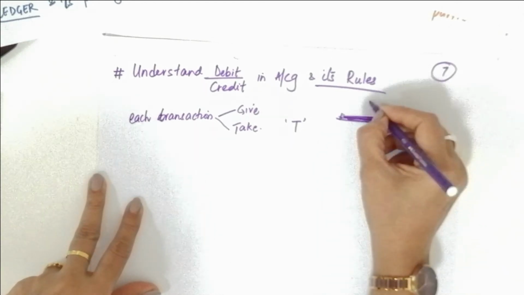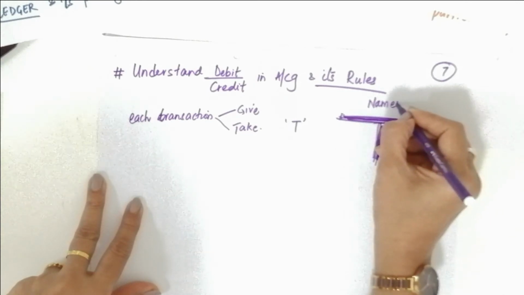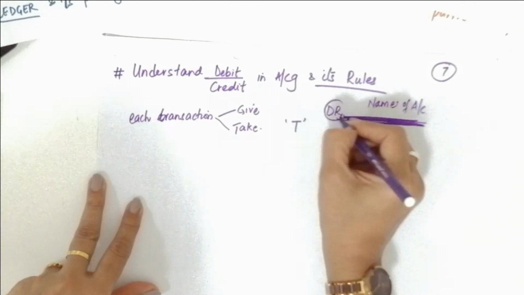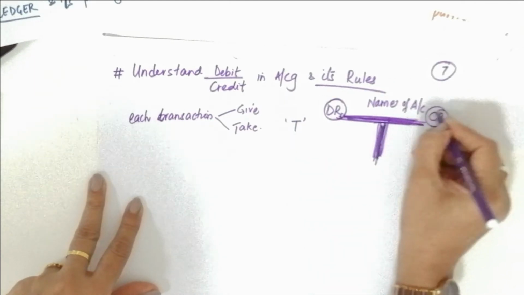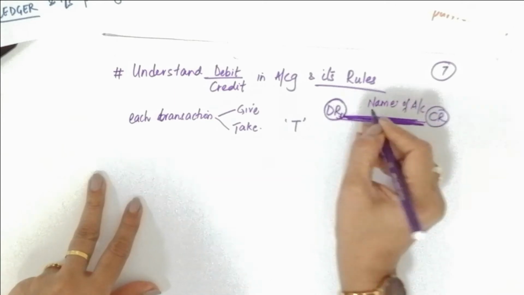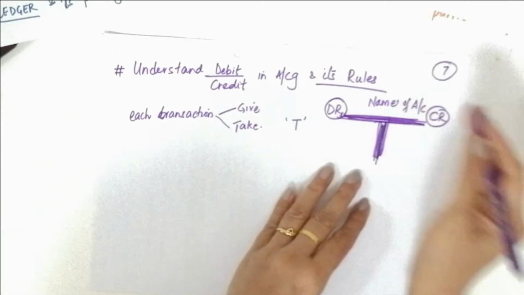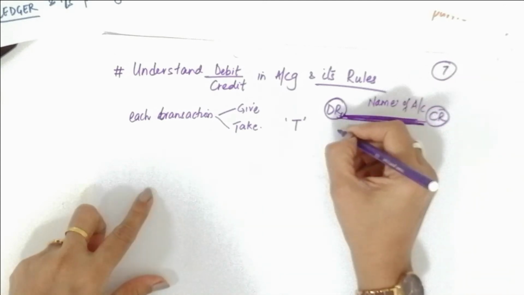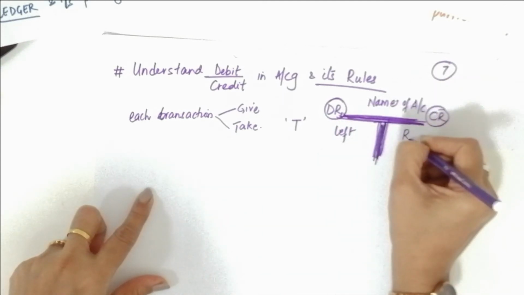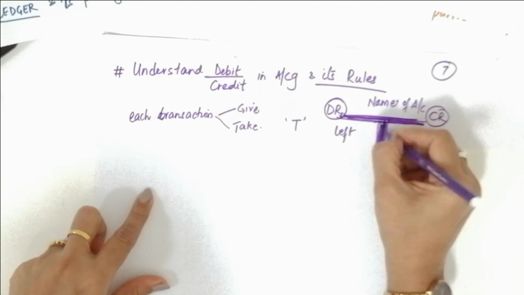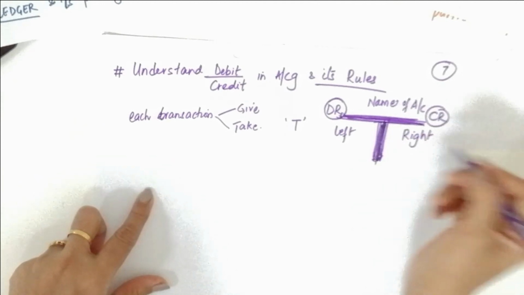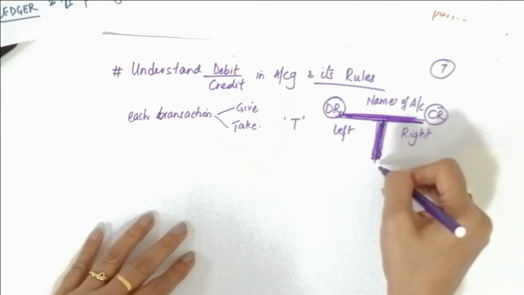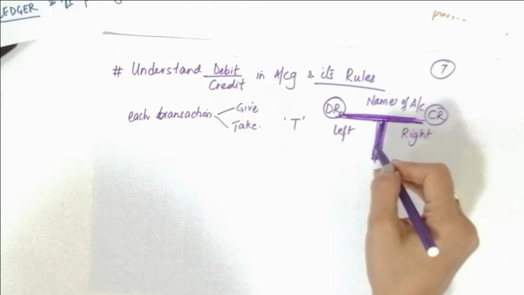Now here I will write the name of the account. Here will be debit and here is the credit. Debit is always on the left side of you and credit is always on the right side of you. This is what we do, left and right. Okay, each account head will be a T. Everything will be recorded like this.